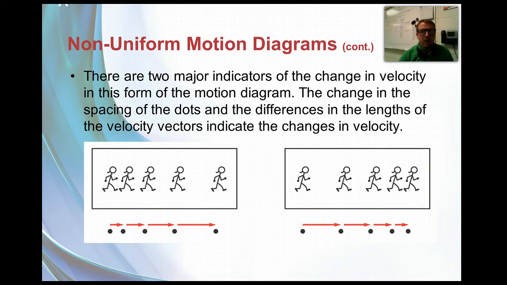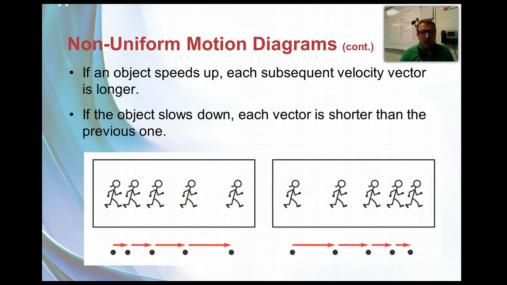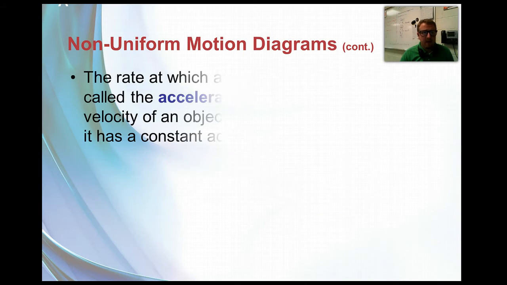Now, there are two major indicators of a change in velocity. The major indicators would be this space between these individuals increasing, the lengths of the velocity vectors getting longer, or the lengths of the velocity vectors getting shorter. So you can see this is kind of just a breakdown on objects speeding up, and here's a breakdown on objects slowing down. And we can see both of them here again.